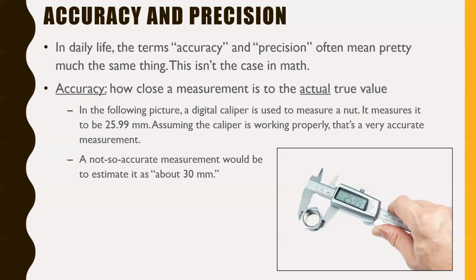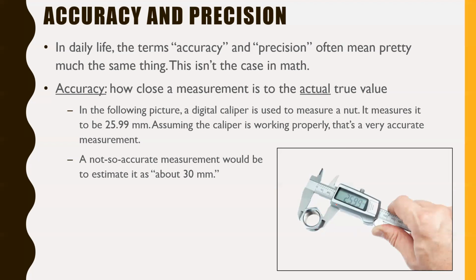But assuming the caliper is working properly, that is, like I just said, a very accurate measurement, right? However, a not so accurate measurement would be to estimate it as being about 30 millimeters. So if I was holding this right here and I looked at this and you said, oh, how big is it? I'd say, oh, I don't know, maybe 30 millimeters, which by the way is like 3 centimeters. I might have said something like that, right? That wouldn't have been very accurate, right?